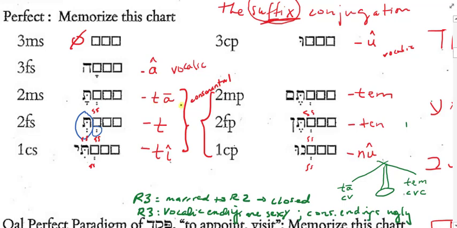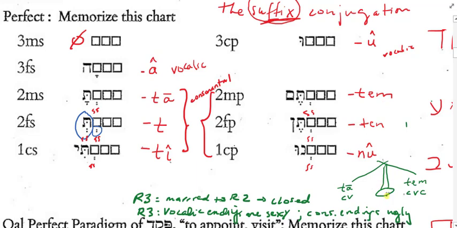A T and an A. That's 2, right? How many sounds are in ta? 1, T, 2, a. So at most, these 4 have 2 sounds. Tem and ten, how many sounds do I have? 3. I have consonant, vowel, consonant in both of these.